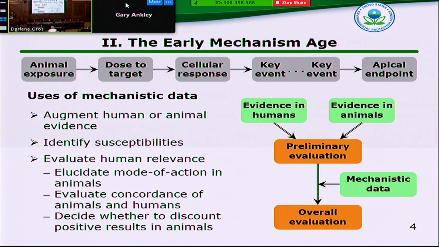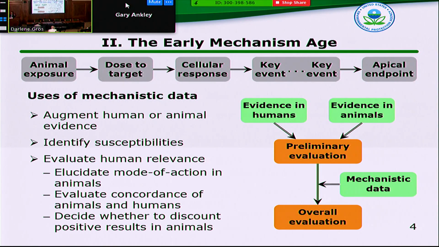You could start looking at these intermediate steps and build your confidence or evaluate whether your confidence is justified. Another is to identify susceptible populations. That's if you have multiple events that are involved in causing the apical endpoint, you can start to say, well, what population or life stage might be more susceptible to this event happening or have it happen at a higher rate?